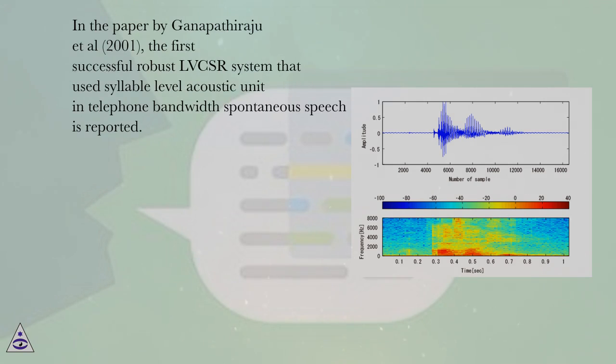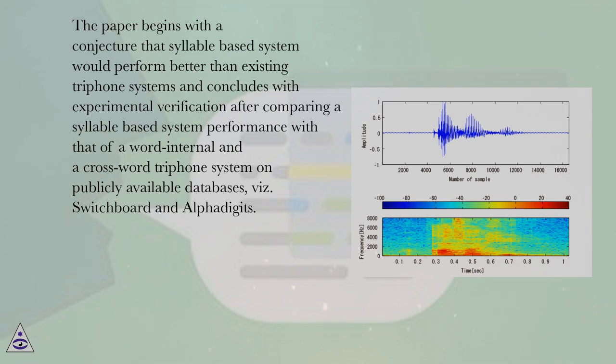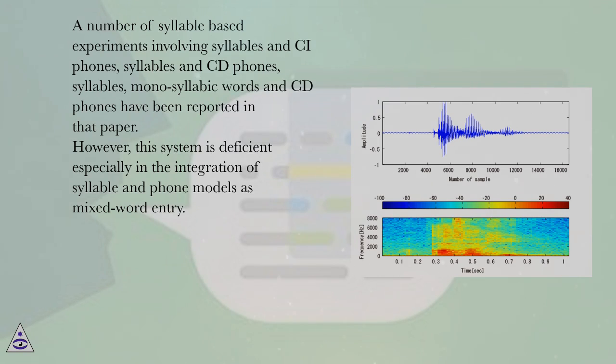In the paper by Ganapathyaraju et al., 2001, the first successful robust LVCSR system that used syllable-level acoustic unit in telephone bandwidth spontaneous speech is reported. The paper begins with a conjecture that syllable-based system would perform better than existing triphone systems and concludes with experimental verification after comparing a syllable-based system performance with that of a word internal and a crossword triphone system on publicly available databases, viz. Switchboard and Alpha Digits. A number of syllable-based experiments involving syllables in CI phones, syllables in CD phones, syllables, monosyllabic words in CD phones have been reported in that paper.